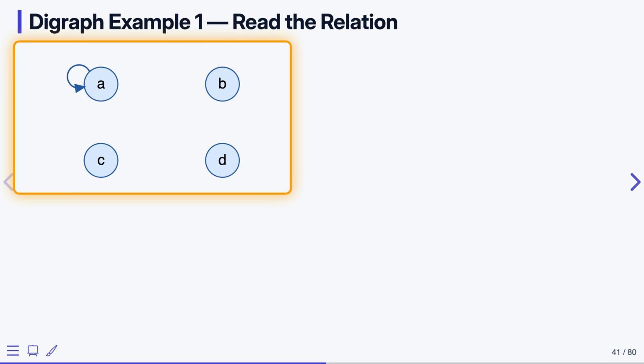Let's read a digraph and then name its properties. This graph has 4 vertices: A, B, C, and D. Look for the arrows. There is only one. It is a small circle at the vertex A that is a loop, an arrow that goes from a vertex back to itself.